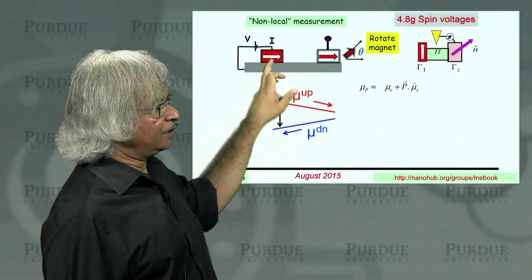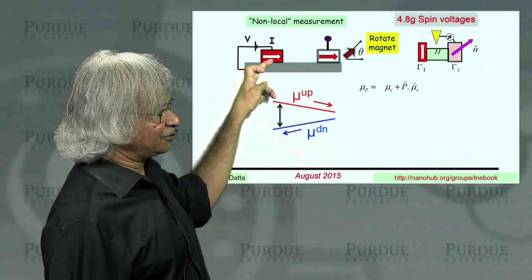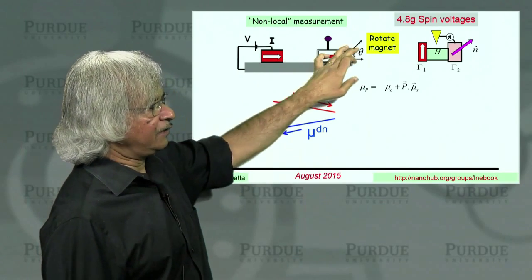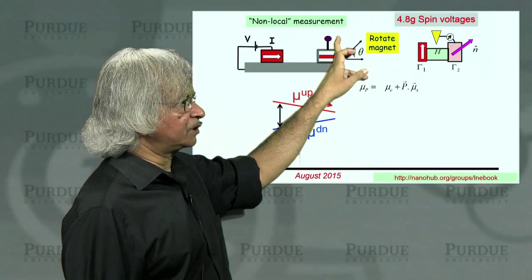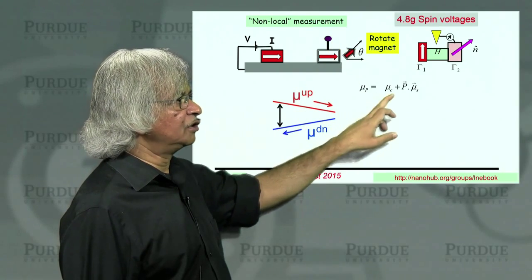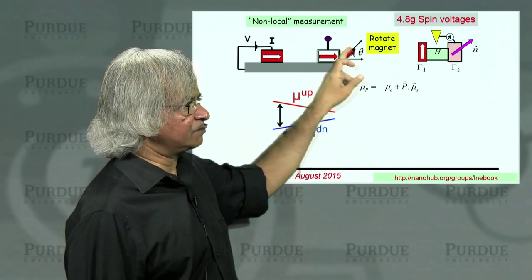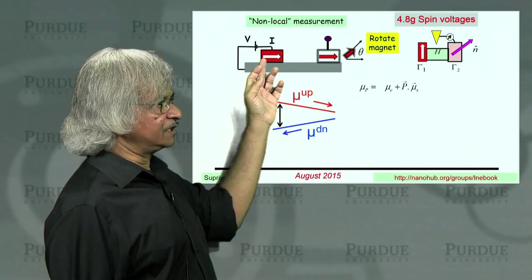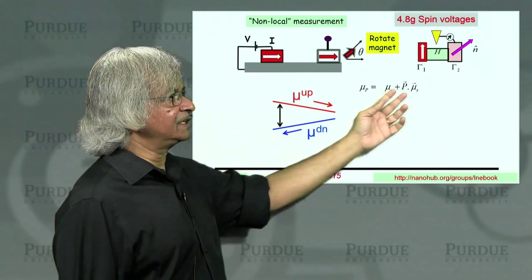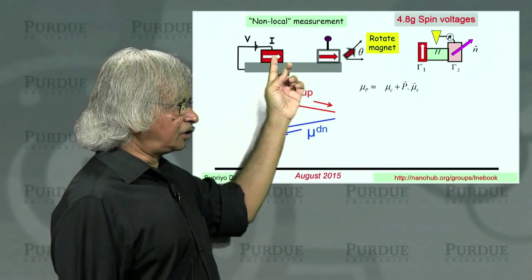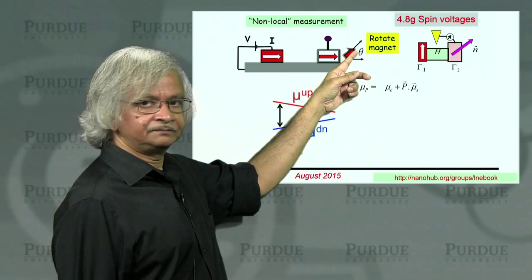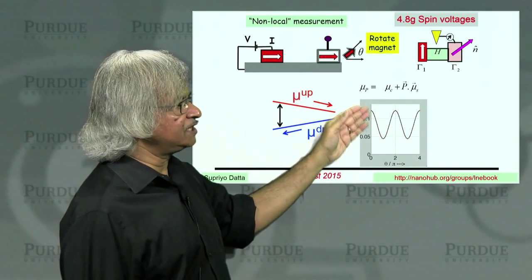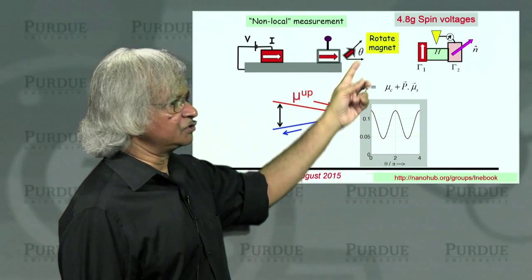And when you put a magnet here to measure this potential, if you rotate the magnet, this up and down are related to this magnet. So up means pointing this way, down means pointing the opposite way. And if you rotate this magnet, the potential that this magnet will float to will have this P dot mu s. P is the direction of the magnet. Mu s is the spin potential. So basically this P dot mu s is like the dot product of this and that, which will be like cosine theta.